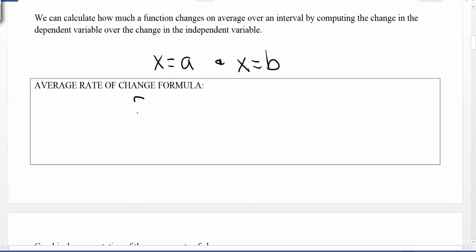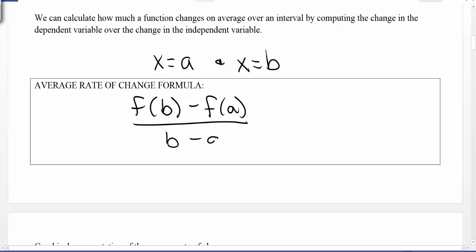Our formula here for average rate of change is going to be f of b minus f of a over b minus a. Again, when you're looking between 2 points, it doesn't actually matter how you pick your a and your b as long as you're consistent. When you have an x value of a, the corresponding y value is f of a. And when you have an x value of b, the corresponding y value is f of b.